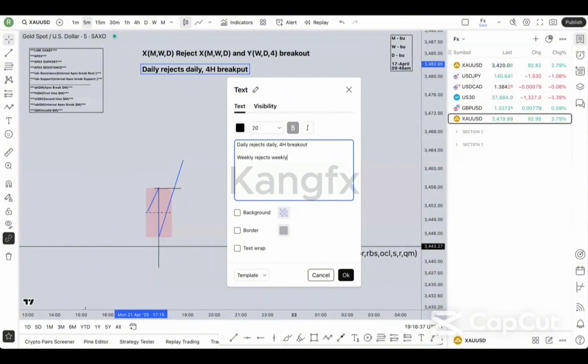Daily breakout. They want to get a storyline for monthly. What do we do? The same thing. Monthly rejects monthly weekly breakouts.